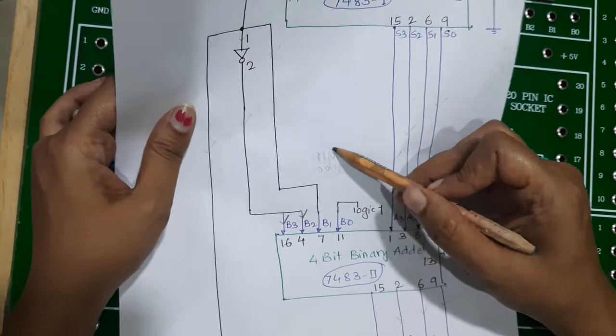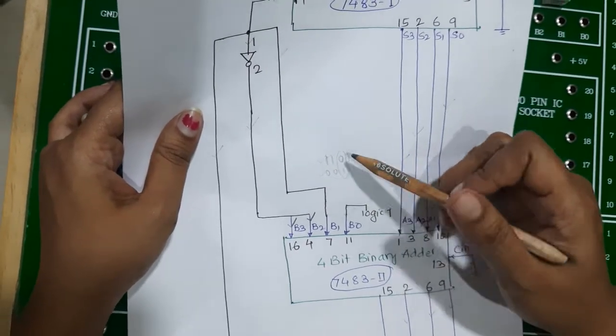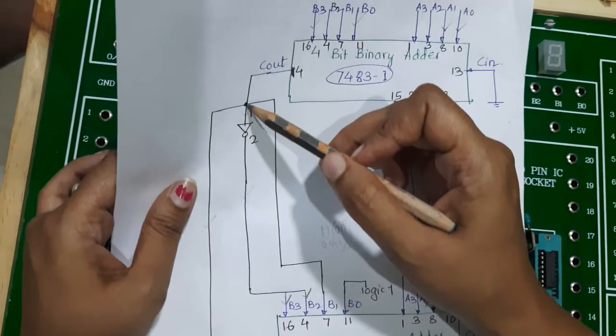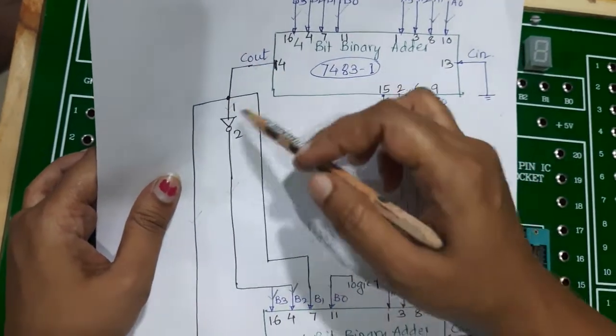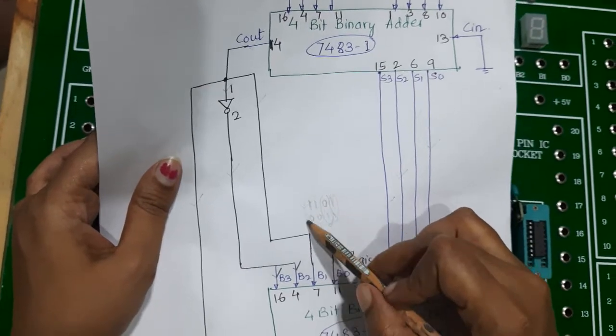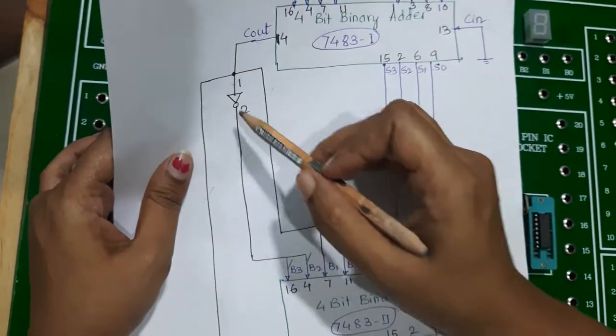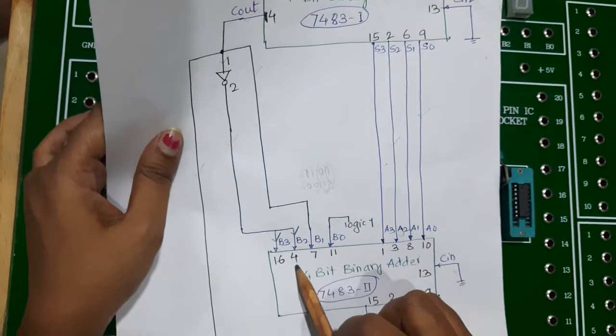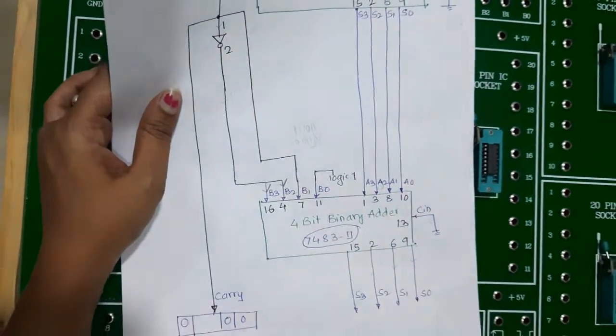Talking about this bit, this is the same as whatever the carry bit is. If carry is not generated, that is 0, this bit is 0. If carry is generated, that is 1, this bit is 1. And for these two bits, whatever carry is generated, that is to be altered and provided as an input. So this is how we have designed the logic.